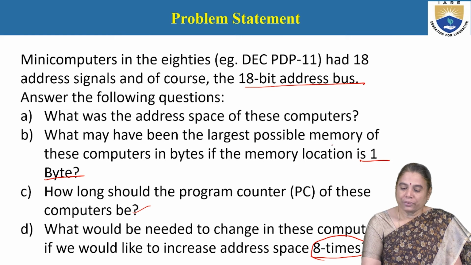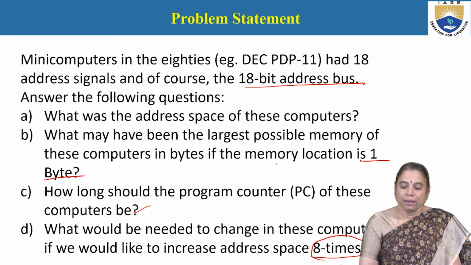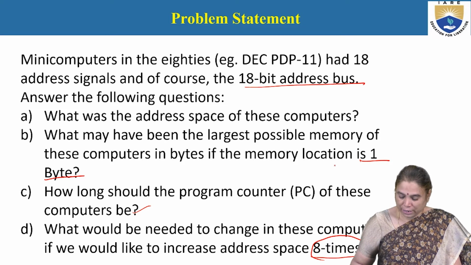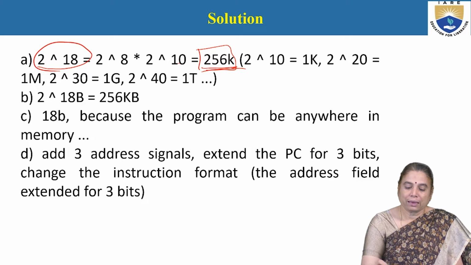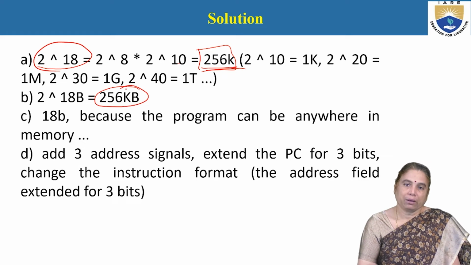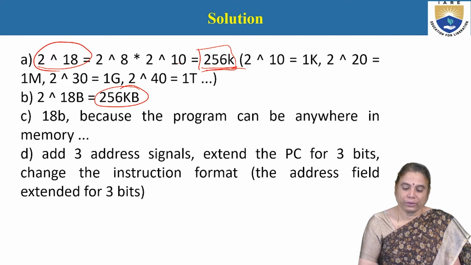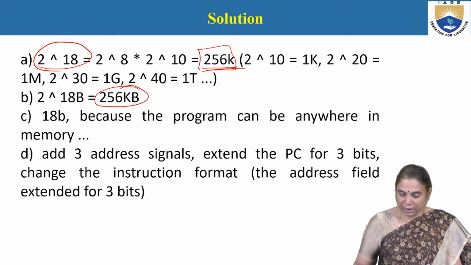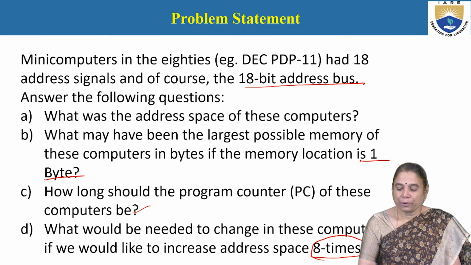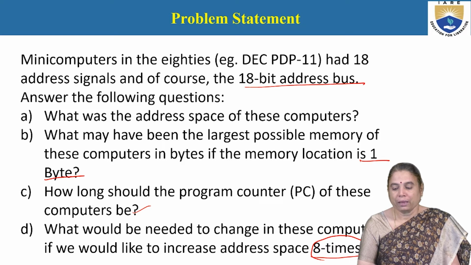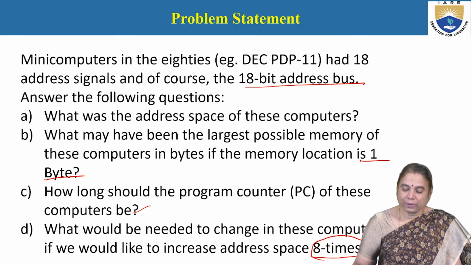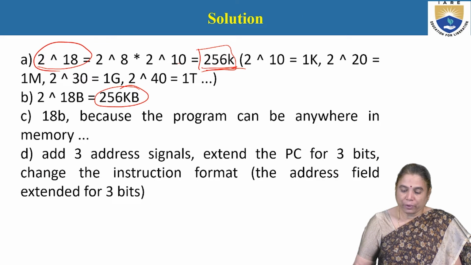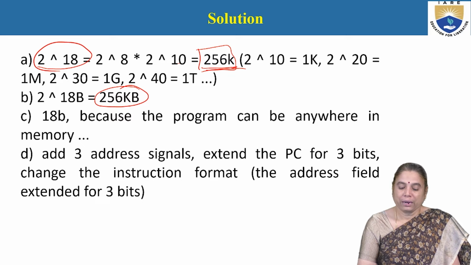What would have been the largest possible memory of these computers in bytes if the memory location is 1 byte? So 256 KB is the maximum capacity of this memory. Why? Because 18 address lines are there. 2 power 18 is 256 KB. And the program counter is 18 bits because the program can be anywhere in the memory. So how long should the program counter of this computer be? Each PC value has to point to a 1 byte memory location, so 18 bits are required. The computer program can be stored anywhere in this memory address space.